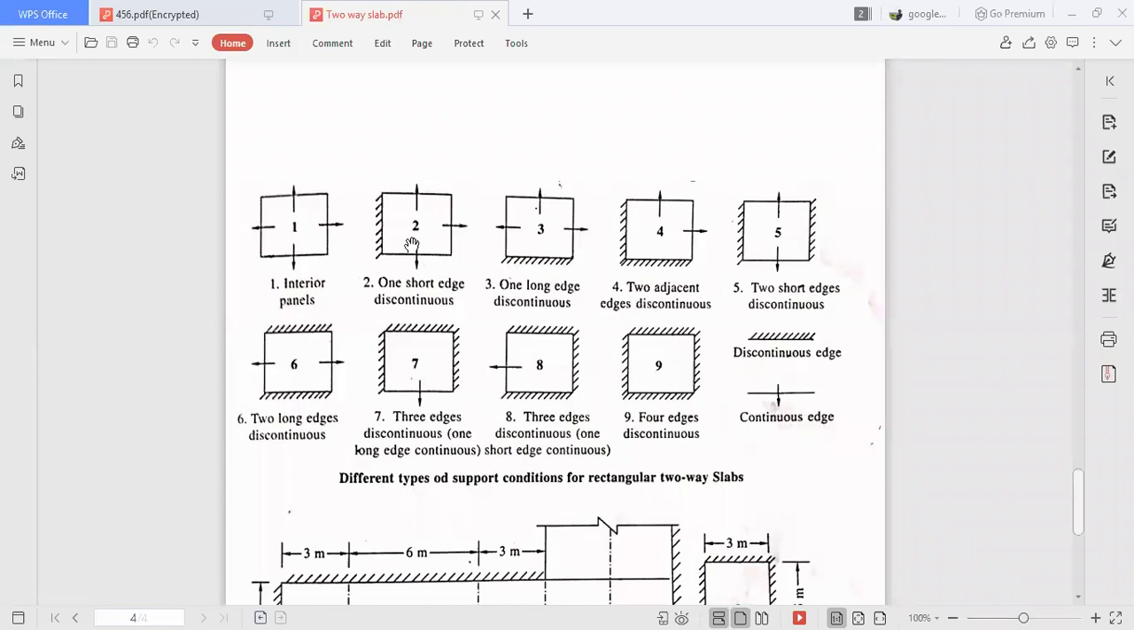And the second one, out of the four edges, one edge is discontinuous.